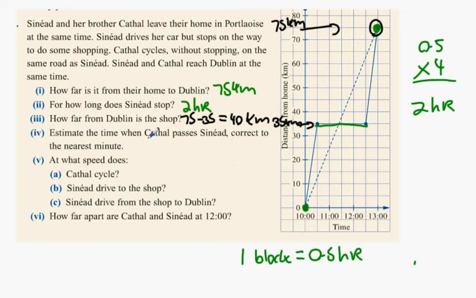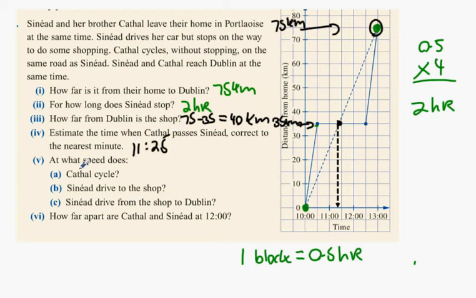Estimate the time when Cottle passes Sinead. Where does Cottle pass Sinead? Right here. That's the point at which Sinead is still in the shops and Cottle goes over 35 kilometers away. Okay. It's just under 11:30, so anywhere from 11:20 to 11:30 will get you your marks, okay? So I'll call it 11:25 myself.